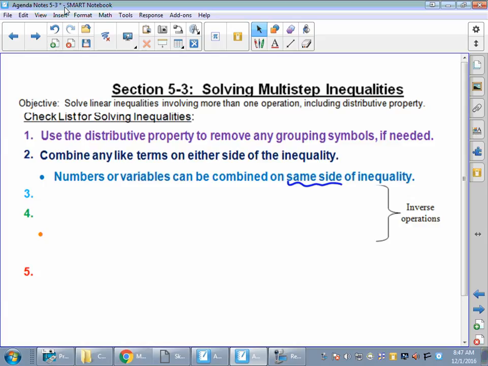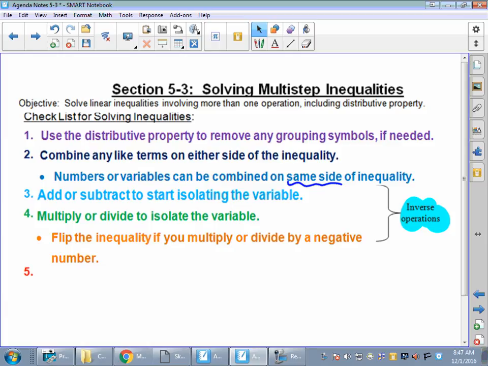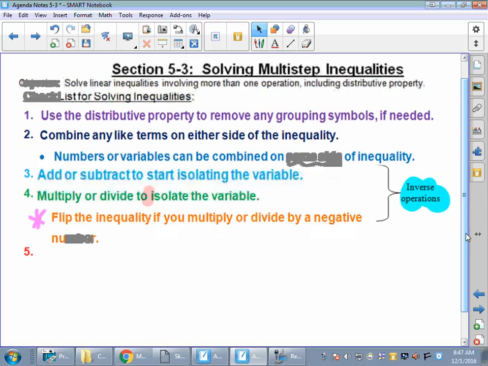If they're on opposite sides of the inequality, then we're going to use inverse operations. So inverse operations will probably start off by adding and subtracting, usually, and we'll probably multiply and divide next. But we're looking to isolate the variable. That's always our goal, is to get the variable on its own. And don't forget our number one top priority, flip the inequality if you multiply or divide by a negative number. Adding or subtracting, nothing changes, but if you multiply or divide by a negative, you have to flip over your inequality.